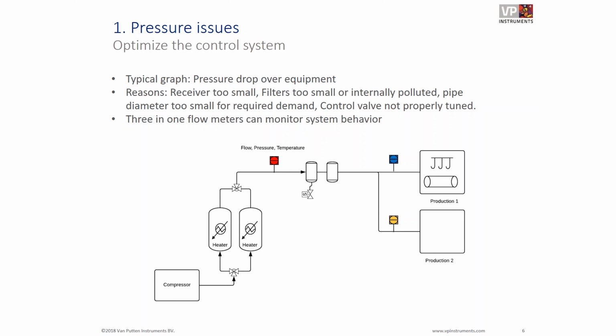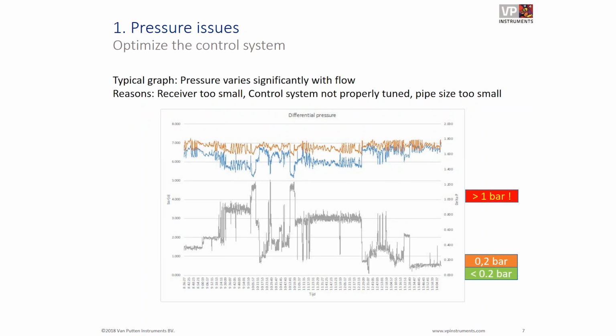And so you can use 3-in-1 flow meters, or you can use pressure sensors to track those things. But it's important to measure both flow and pressure in this case, because pressure loss is always related to flow. If there's no flow, there will be no pressure loss. You need flow to generate pressure loss.